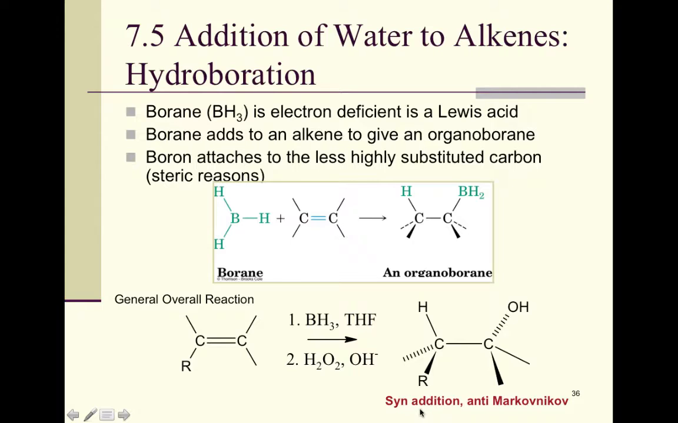This is a syn addition, meaning that they add to the same side of the double bond, but it's anti-Markovnikov, and hydrogen is going to go to the side that has less hydrogens on it. Remember that boron attaches to the less highly substituted carbon for steric reasons, and then it becomes substituted with the OH. So it is anti-Markovnikov in the end. Let's look at the next slide to see another example of what's really going on.